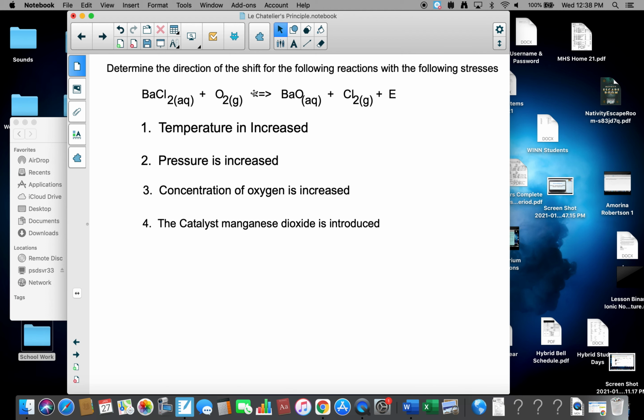Temperature. In this reaction up here, temperature is a product. So if I increase it, I'm putting more in, it's going to the opposite side. This is going to shift to the reactants.